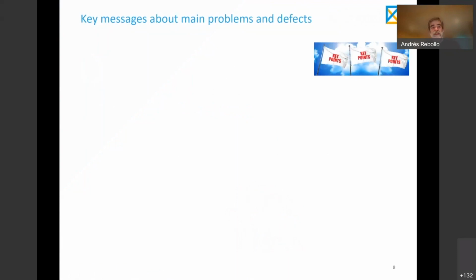The first thing is to give a short list of key messages, of key points about contract management, which relates to the main problems that we have been seeing and the defects.